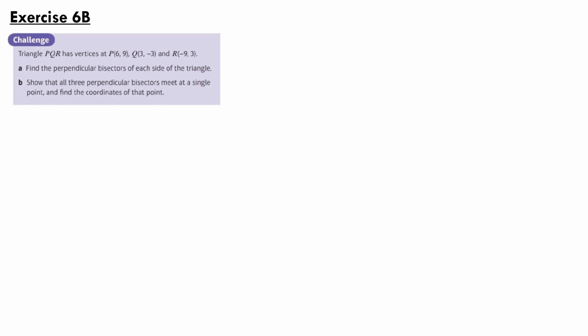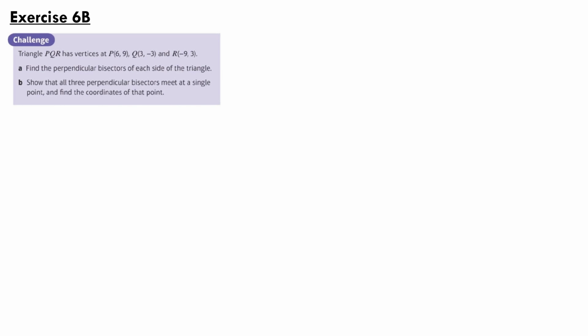Okay, our next question is from exercise 6B. The triangle PQR has vertices at P (6, 9), Q (3, minus 3) and R (minus 9, 3). Part A says find the perpendicular bisectors of each side of the triangle.